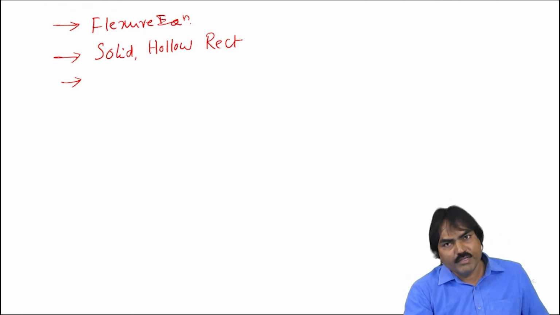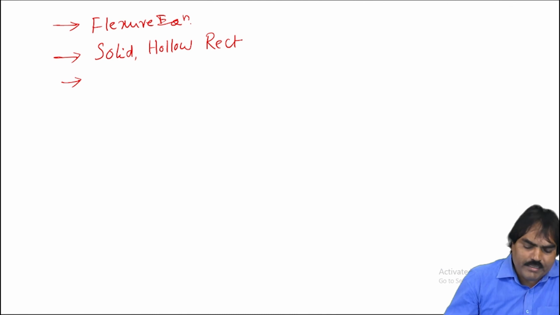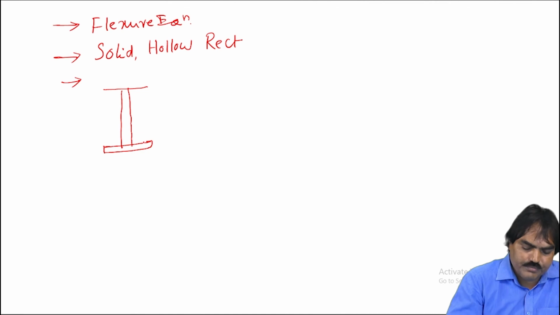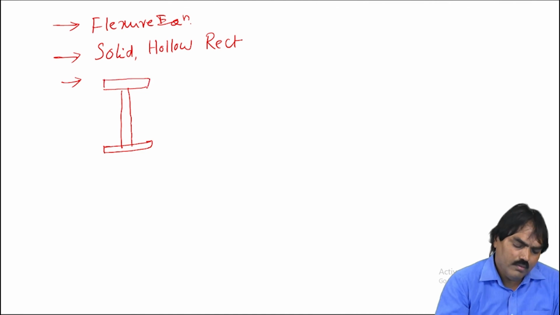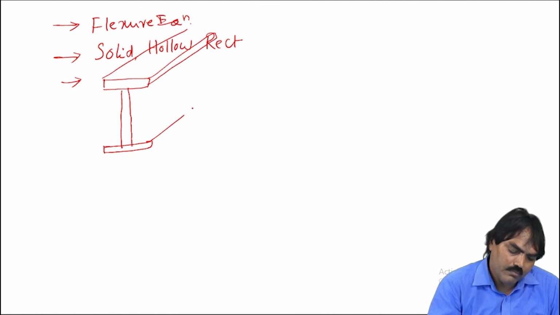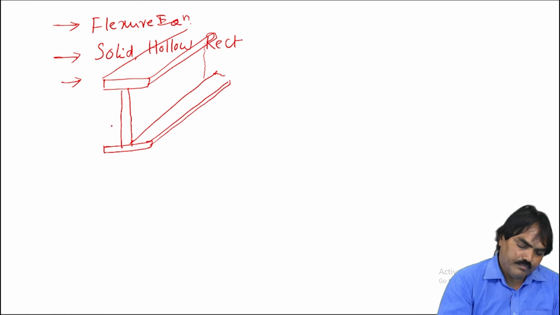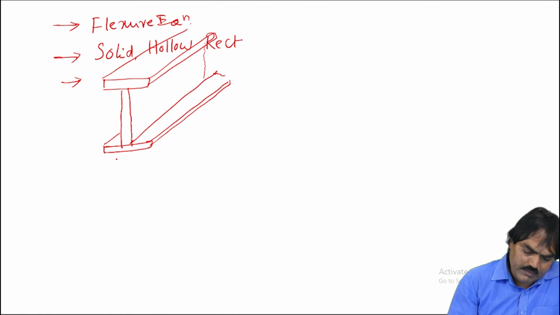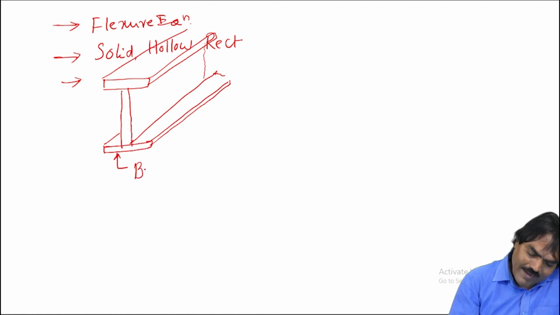Besides this, we have some more economical sections, like I sections. The beam lengthwise goes this way. This is the I section for the beam. This is the I section. So here in this I section, this is the bottom flange.